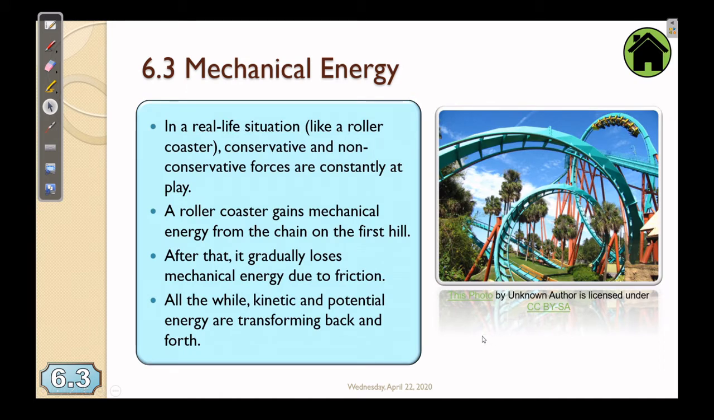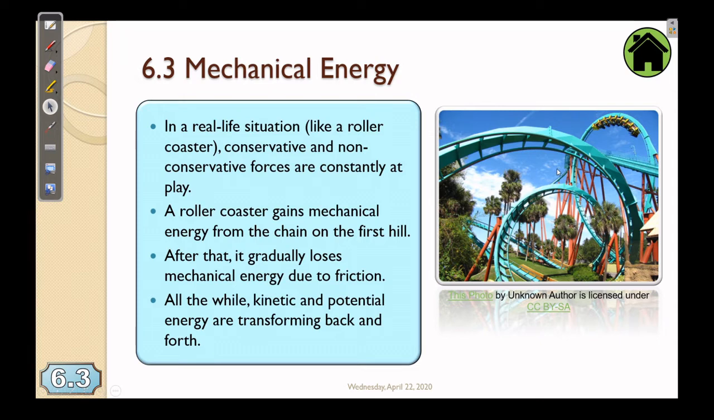Now, in real-life situations, there are both conservative and non-conservative forces at work. Consider riding a roller coaster. The chain that pulls you up the first hill is adding mechanical energy. So once you get to the top and you go over the top hill, gravity pulls you down, which causes you to lose potential energy but gain kinetic energy. Remember, gravity is a conservative force. And if there were no friction at all, then you would go through the entire ride with the total amount of mechanical energy that you started with at the top of the first lift hill.